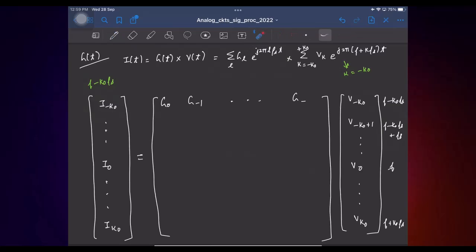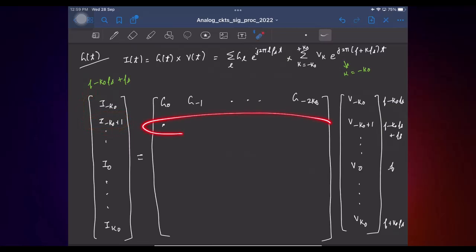We have f plus k naught fs. I need to relate it to f minus k naught fs minus 2 k naught. What will this be? So here, let me write it here maybe. This is I minus k naught plus 1. So now I am interested in a frequency of this form. That is, I am interested in a current at this frequency.